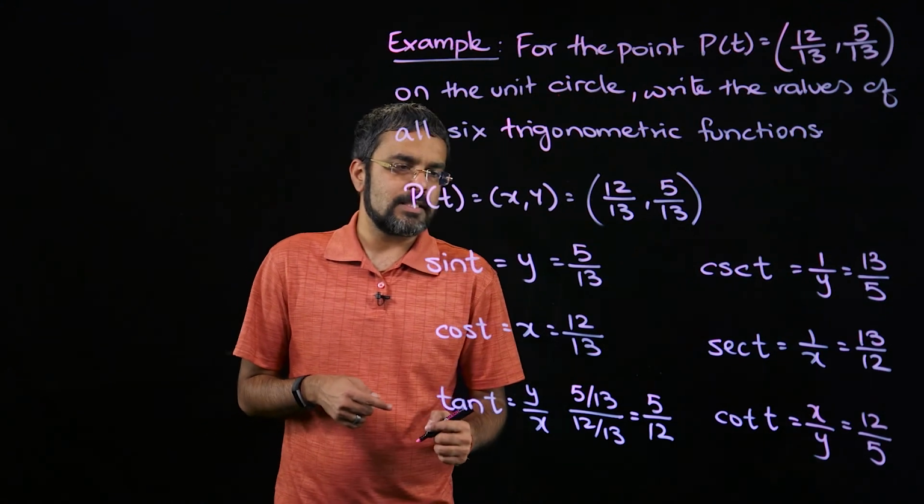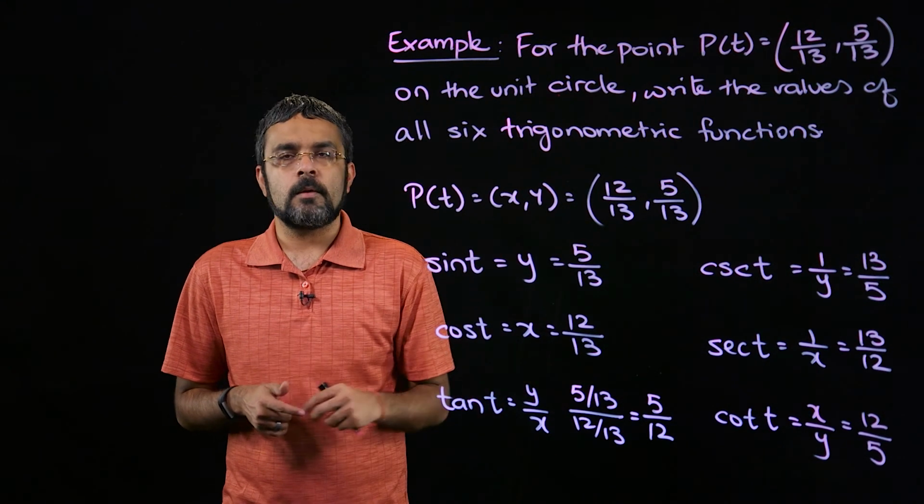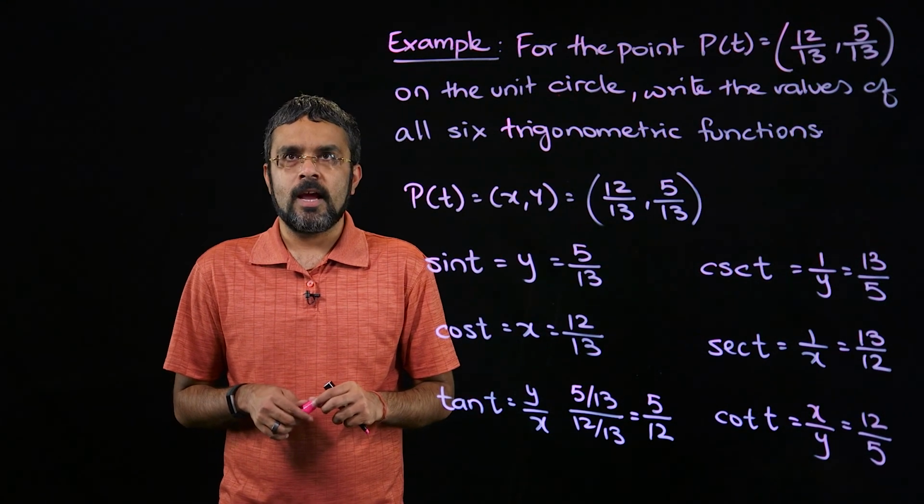So these are the values of the 6 trigonometric functions for this terminal point 12 over 13, 5 over 13.